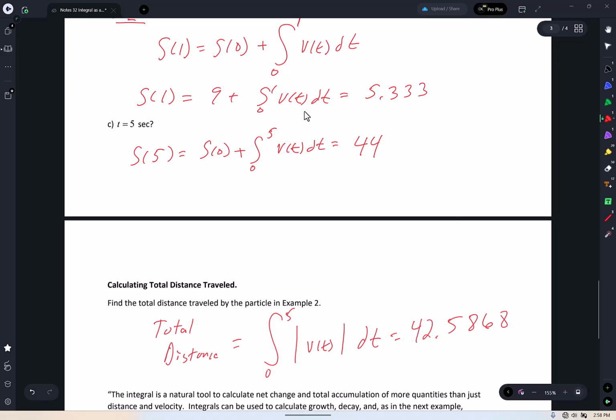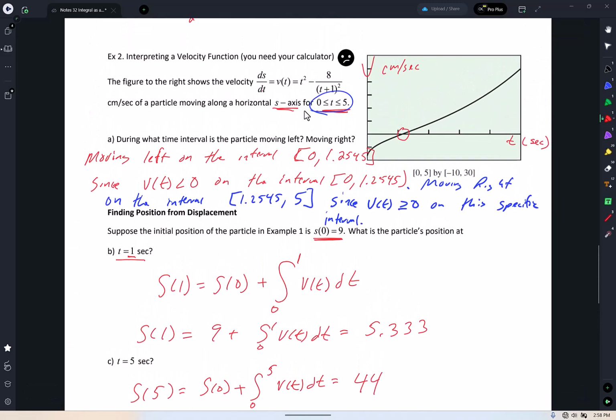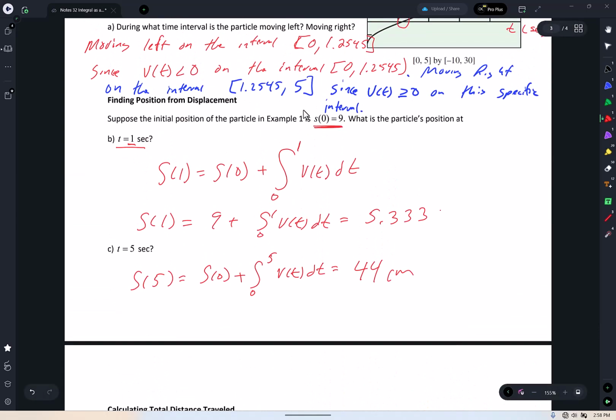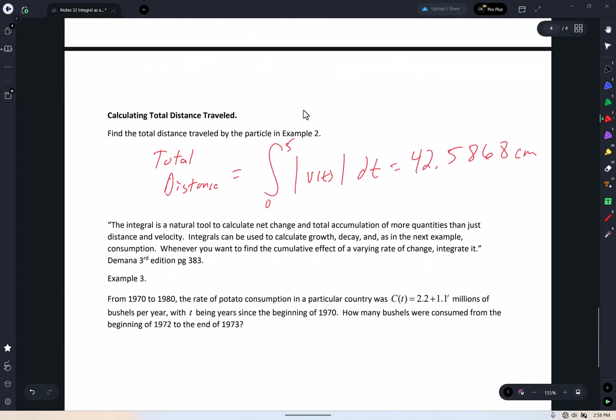If there's units, put units. I don't know if there's units on this one. Centimeters. Yeah, this is centimeters. I guess that's a position in centimeters, whatever the mark.